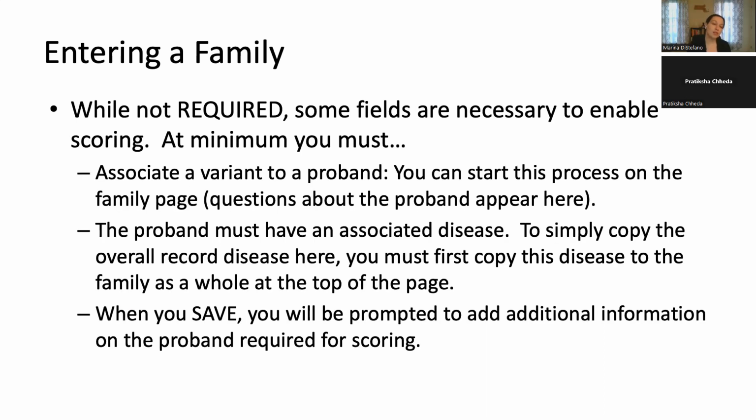Just like for the individual level information, while not required, some fields are necessary to enable scoring. At a minimum, you must associate a variant to a proband. So if you go from the family information, it will prompt you about information in the family, but then you also will have to go to the individual level page to add a proband to be able to score a proband. So you can start this process on the family page. Questions about the proband will appear there.